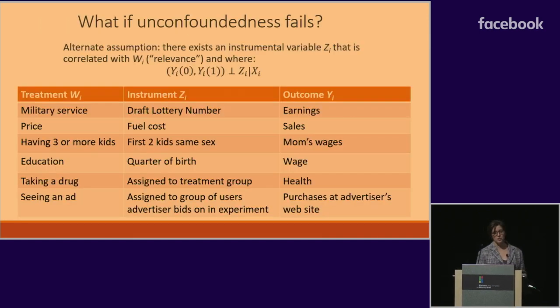Now I want to talk about instrumental variables. This is something that you can use if unconfoundedness fails. And I would say this is actually a much more popular method in the social sciences.